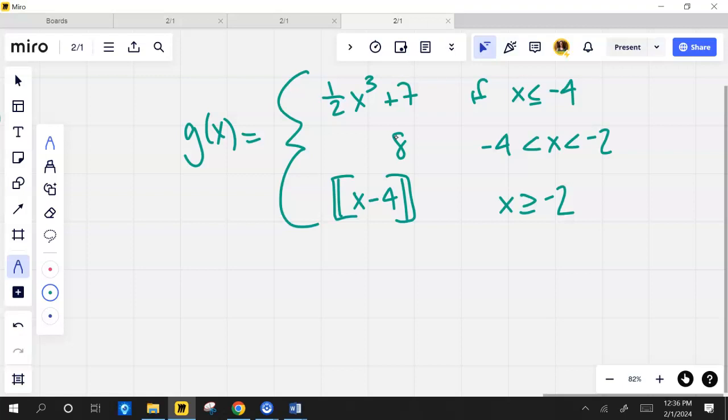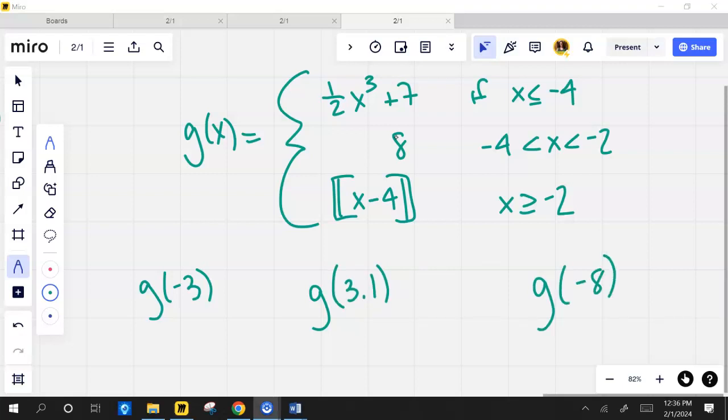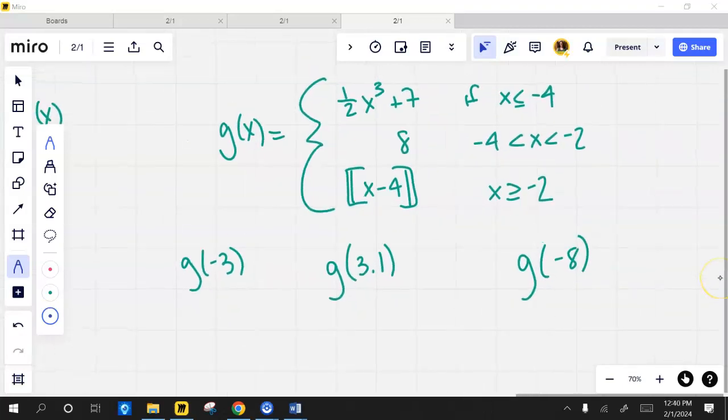I'm going to give you 3 to find. This says it doesn't matter. As long as x is between these values, my y is going to equal 8. 3.1. Which one does 3.1 fit in? The last one, the greatest integer. So greatest integer of 3.1 minus 4. So this is the greatest integer of negative 0.9.